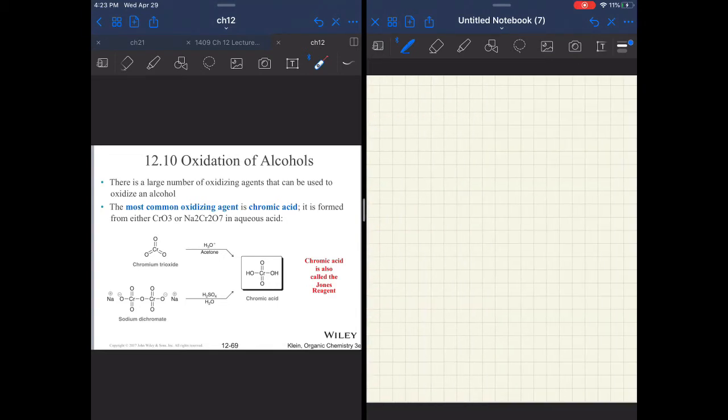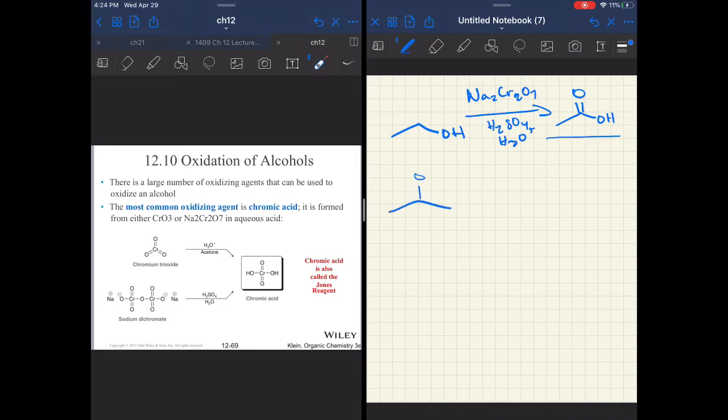So let's take a look at what they do. If we have a primary alcohol and we treat with sodium dichromate or chromic acid, chromium trioxide, or Jones reagent, we are going to make a carboxylic acid. That's what we mean by full oxidation. We get as many bonds to oxygen as possible. If we're dealing with a secondary alcohol and we use Jones reagent, sodium dichromate, H2SO4, and water, we're still going to just stop at the ketone. We aren't going to break carbon-carbon bonds here.